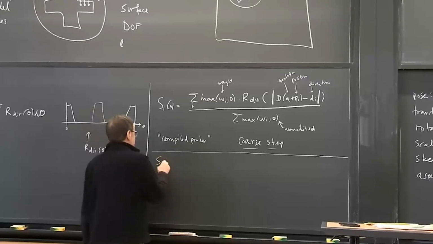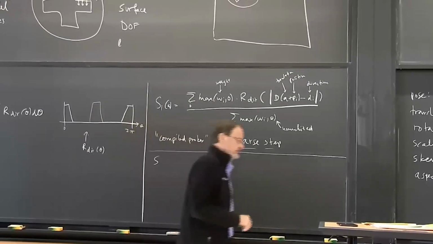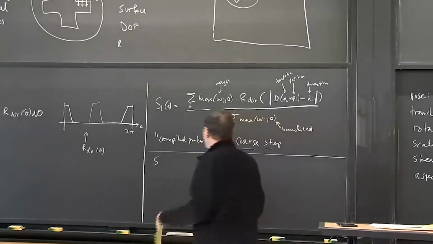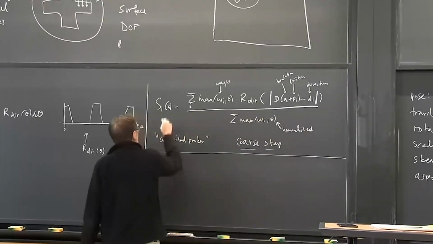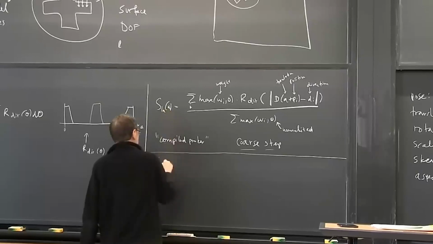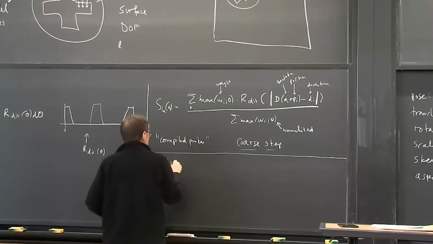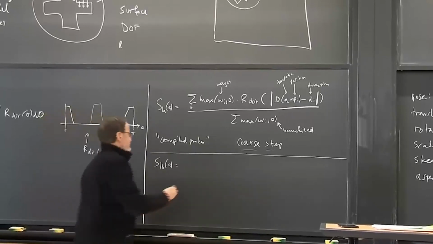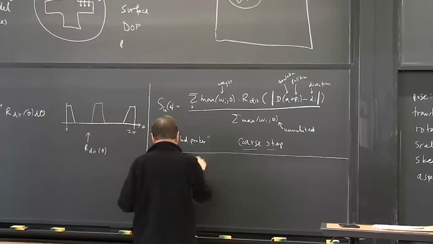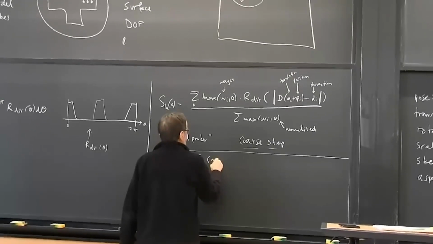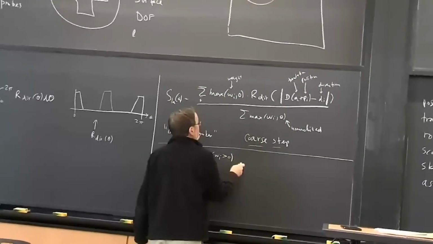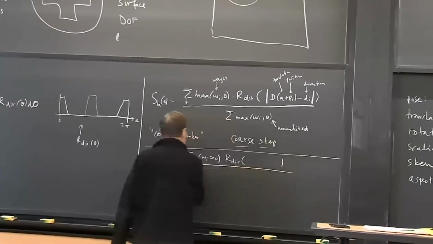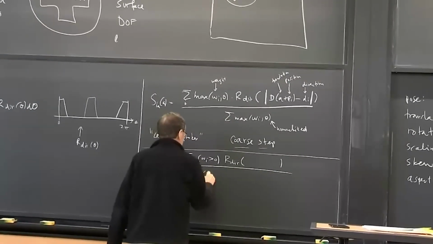Then there's a second version. What's the notation? S1B. Oh, sorry, this is S1A. This is S1B. And this one doesn't multiply by the weight. And this is a slightly weird notation, but it's kind of clear once you think about it.